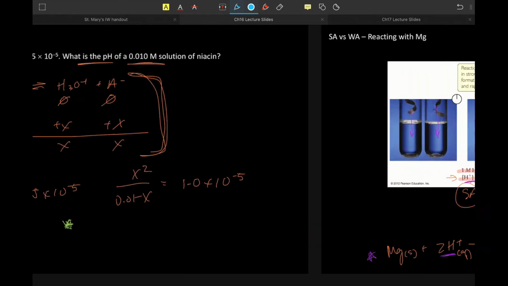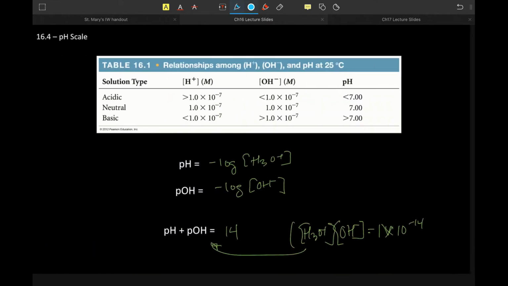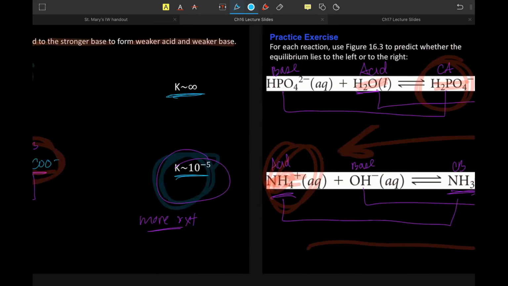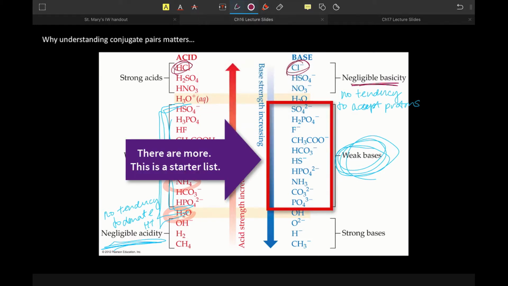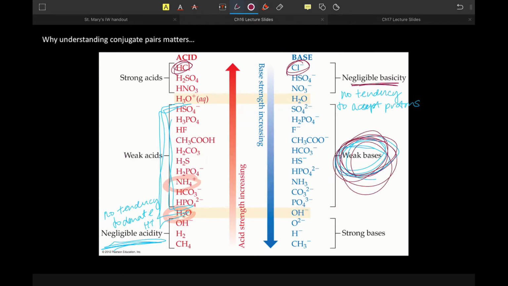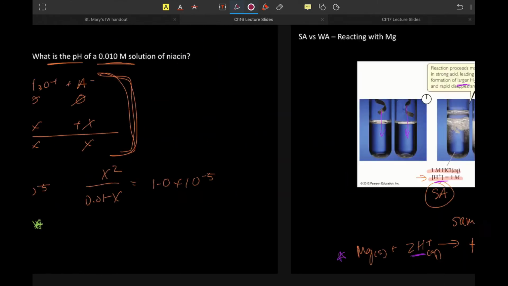Another way to think about weak bases, going back to stuff we've already talked about at the beginning of the unit, is that our weak bases are the conjugates from your weak acids. So if we think back to this figure, we had all of these weak acids. Now, if these are weak acids, their conjugates are all weak bases. Does that make sense? Beyond amines, our weak bases are the conjugates of our weak acids. All right, going back to where we were.